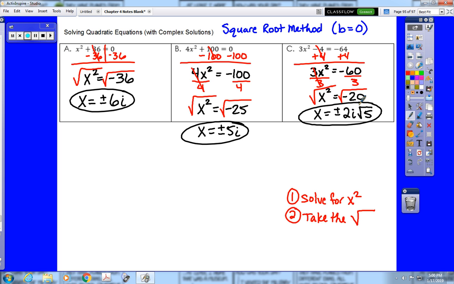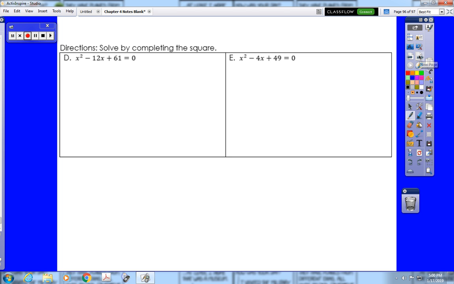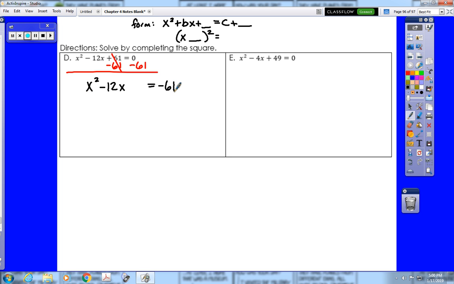The next algorithm we're going to review is completing the square. Now when we complete the square, we need to start in the form x squared plus bx equals c, because we will then add our blanks to that in order to complete the square. So if we look at letter D, it is not in the correct format yet. We need to subtract 61 from each side of the equation in order to put it in the correct form. So we do that first, which would give us x squared minus 12x equals negative 61.